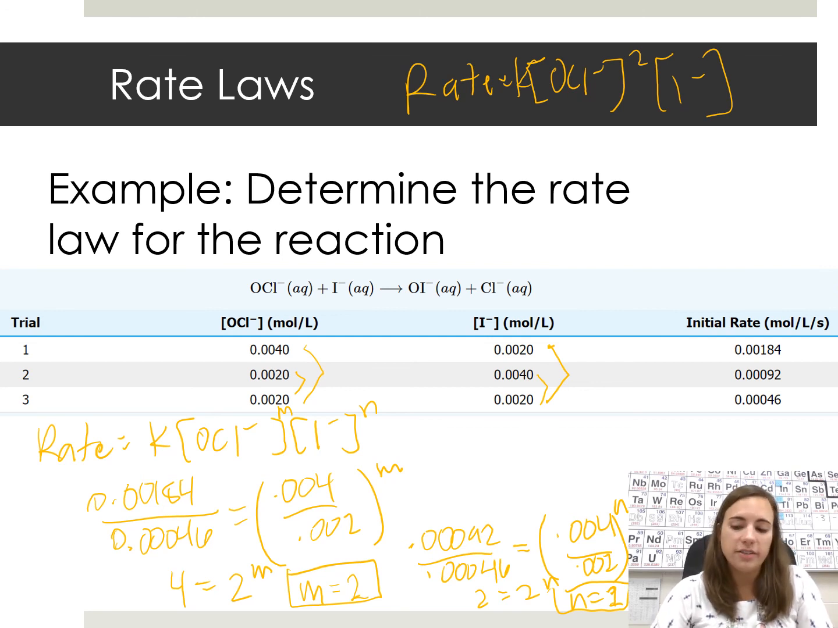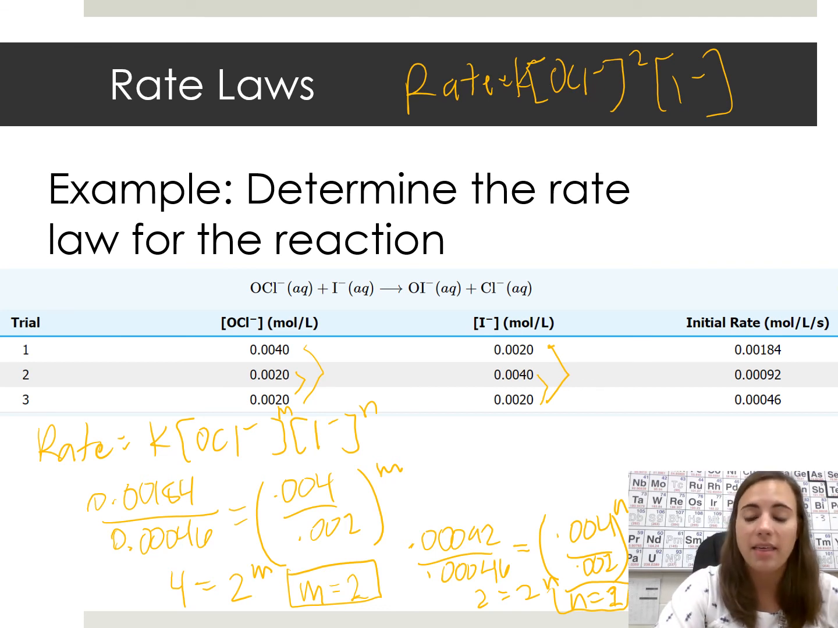So if you were given this on a test or something and it asked you to determine the rate law and justify, you can do it one of two ways. You can write out this math like I just did and give the rate law, and that math would be your justification. Or you could say, when looking at a trial where OCl minus remained constant and I minus changed, we see that when the concentration of I minus doubled, the rate also doubled, so it's first order. You could write that out in words.